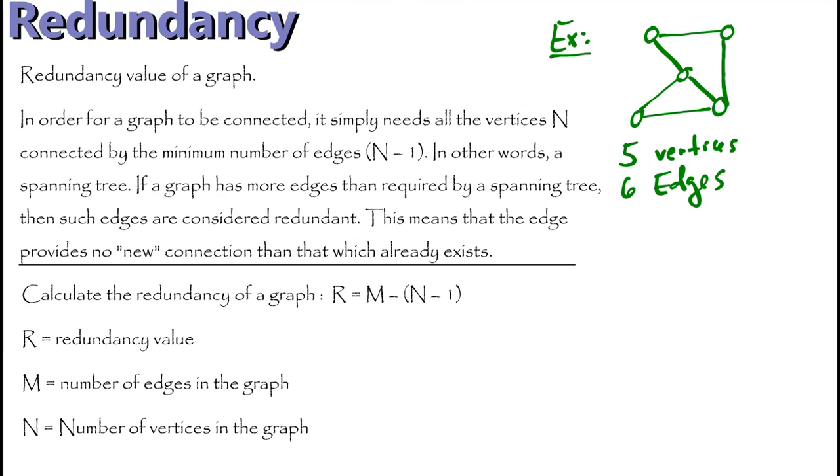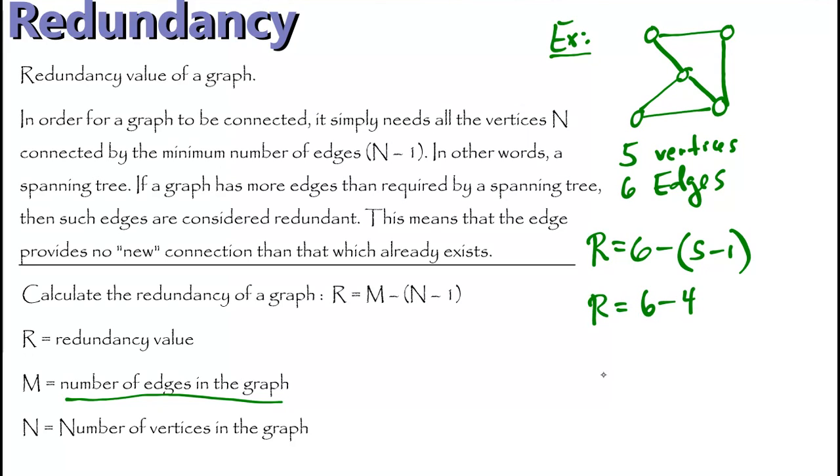And the formula down below says that redundancy can be calculated where m is the number of edges in the graph. So we'll say r is equal to 6 minus, and then we have parentheses, n, where the n is the number of vertices in the graph. Vertices is 5. In the parentheses, we have a minus 1. And now we can say redundancy is 6 minus 4. Redundancy is 2. That means we have 2 extra edges.